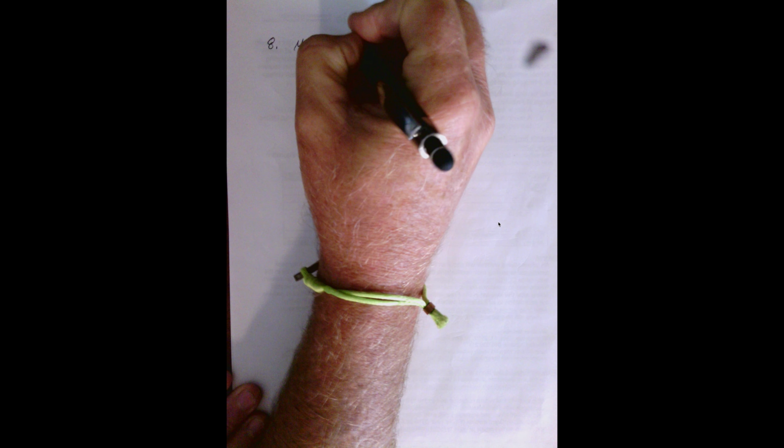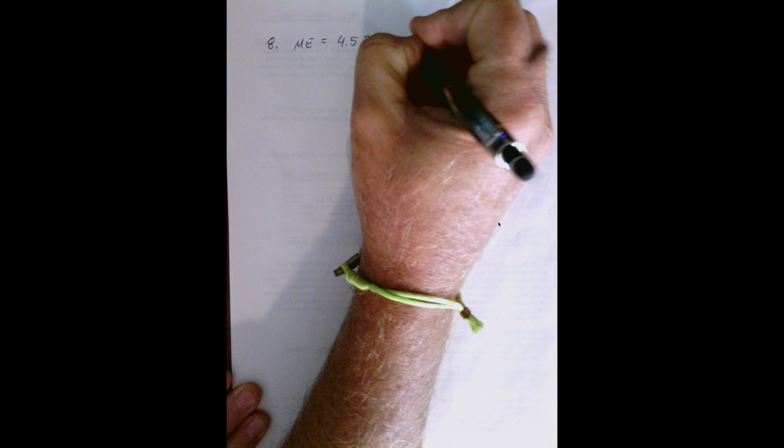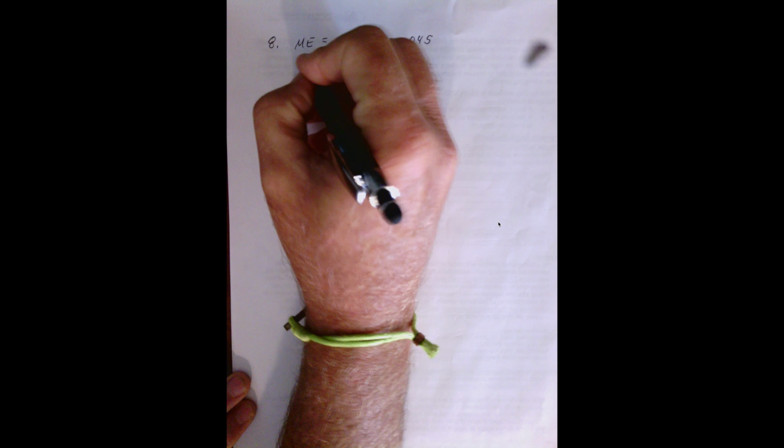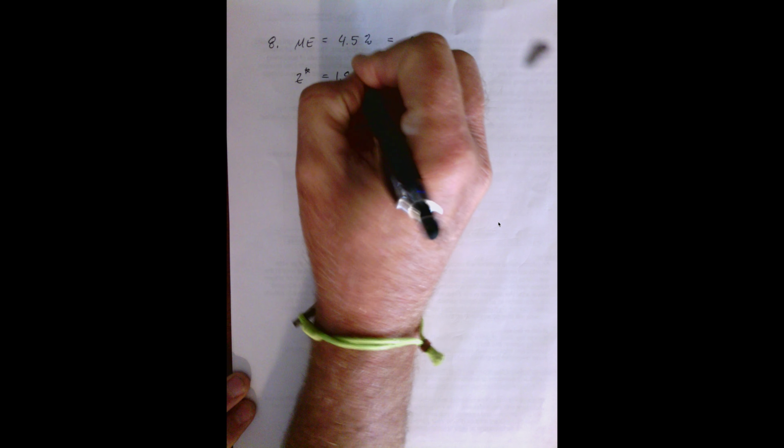So let me get stuff organized. So what was that problem? Number 8. So 4.5, or actually 4.5%, 0.45. Now we know the Z critical here is going to be 1.96 because it's a 95% confidence interval.